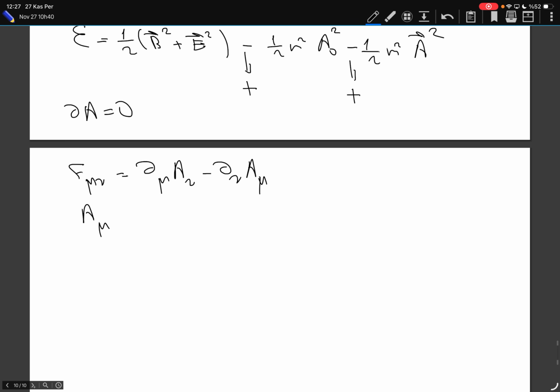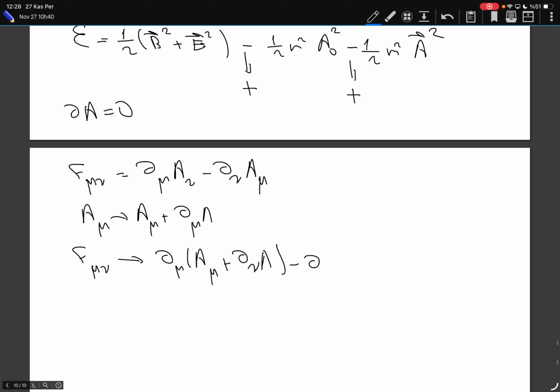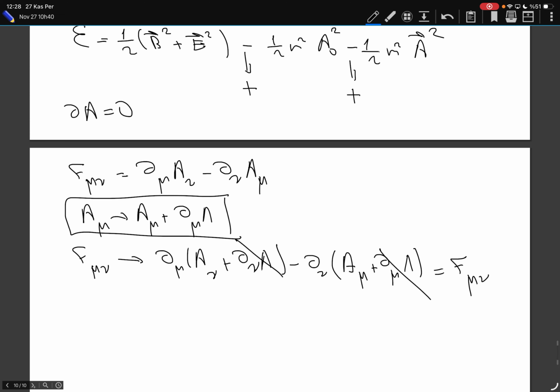If I change A mu to A mu plus del mu lambda, whatever lambda is, F mu nu will go to del mu A nu plus del nu lambda minus del nu, no, this is nu, A mu plus del mu lambda. But since second derivatives, I can change their order. This term will cancel this one. So F mu nu doesn't change. So I change my field, but my F mu nu doesn't change.